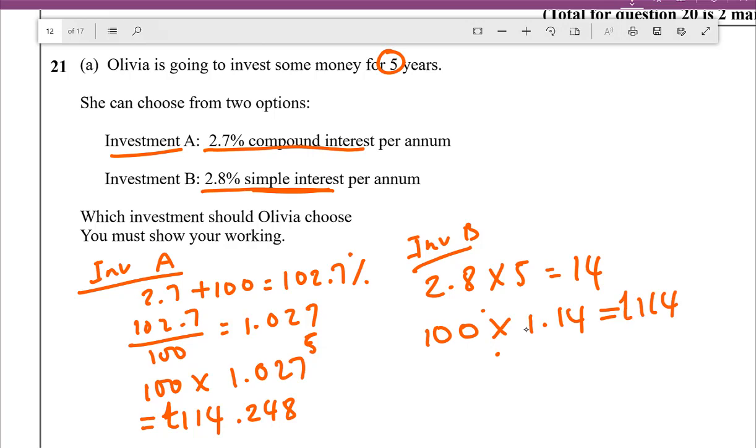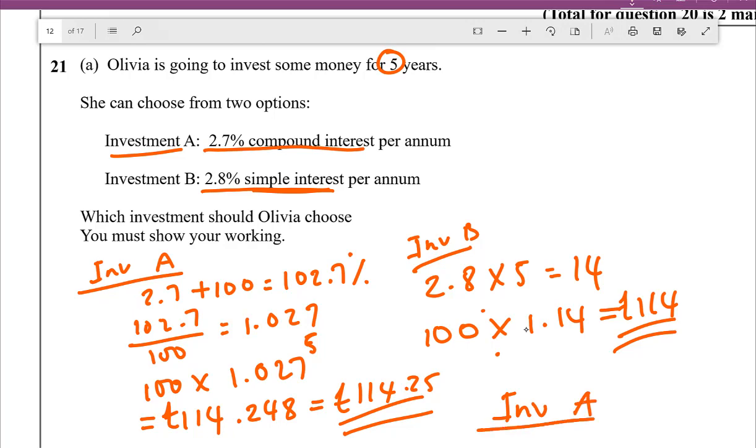So that'll be 114 pounds. Now clearly we can see investment A is 114.248, and we need to round it to 2 decimal places because it's money, so 114.25, 114 pounds 25 pence, and investment B gives us 114 pounds. So investment A gives 25 pence extra. According to our question, which investment should Olivia choose? She should choose investment A.